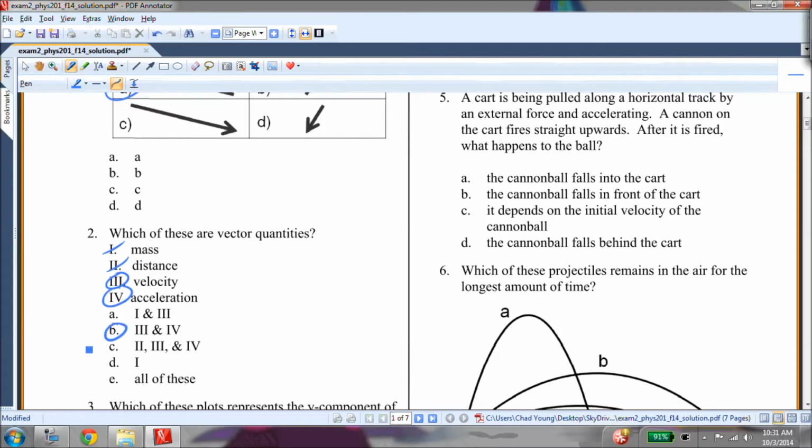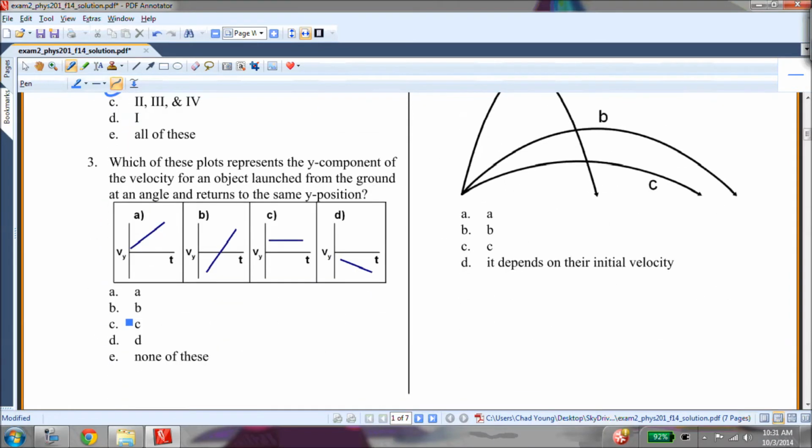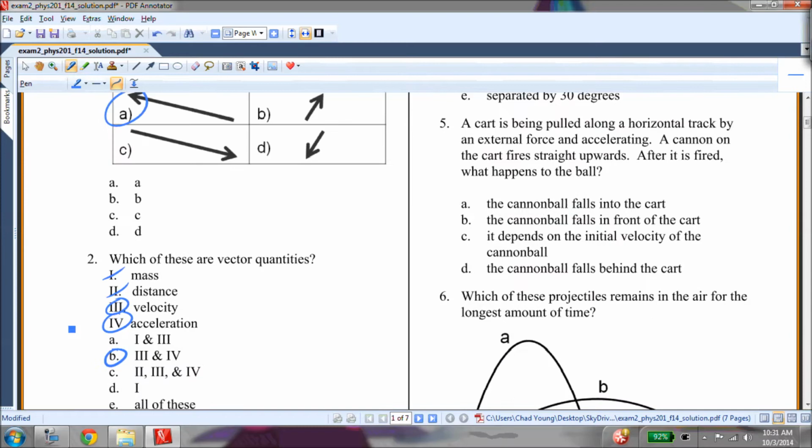That's B. Which of these plots represents the y component of an object launched from the ground at an angle and returns to the same y position? That looks like this. All right, here my velocity in the y direction is initially big. It gets smaller and it goes to 0, and then it's smaller in the negative direction and big in the negative direction. So if I were to plot Vy versus t, it would be big and positive, 0, big and negative. So it should look like this, which isn't one of these options. So E is the answer.